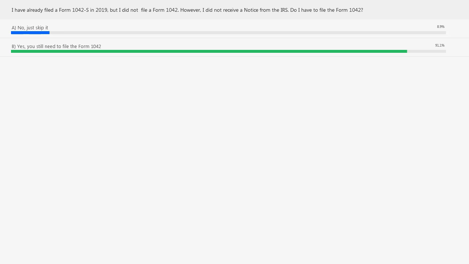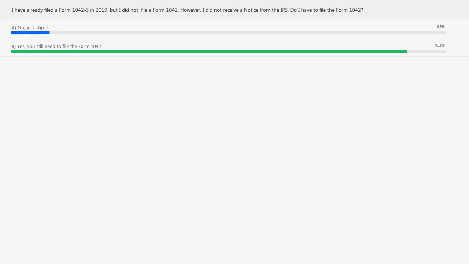There's a lot of speculation about whether or not 1042S's will be eligible for automatic extensions in the future. Also, I'll address in the lag method slide, we're seeing some additional time for U.S. partnerships with non-U.S. partners to file their Forms 1042S as well, which is extremely helpful.